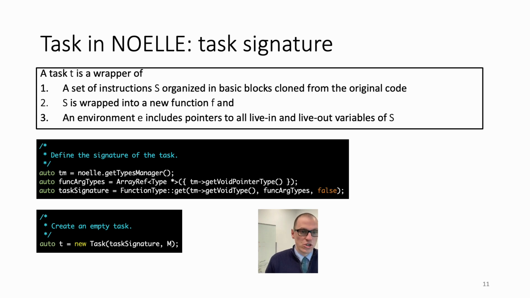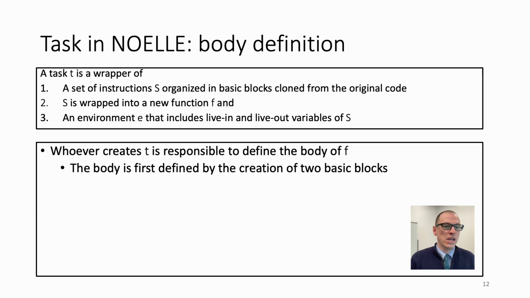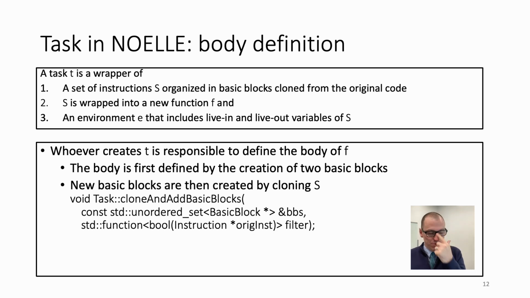You pass the signature of the task body, so the function F, and you pass the module that includes the instructions that you're going to outline into the task. After you do that, our function is going to look exactly like this. This is the control flow graph. Of course, you don't want to create a task with an empty body with only two basic blocks that don't do anything. So the task abstraction provides many APIs to help you add code into the task.